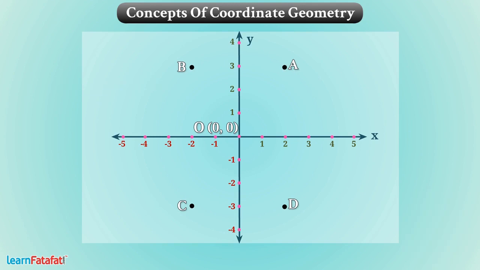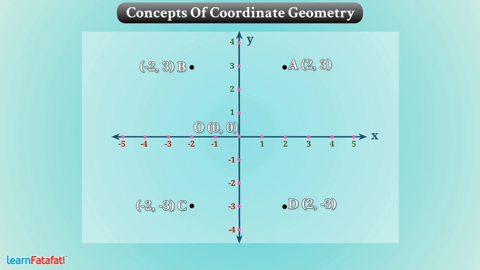Let me tell you. The coordinates of point A are (2, 3). The coordinates of point B are (-2, 3). The coordinates of point C are (-2, -3). And the coordinates of point D are (2, -3).